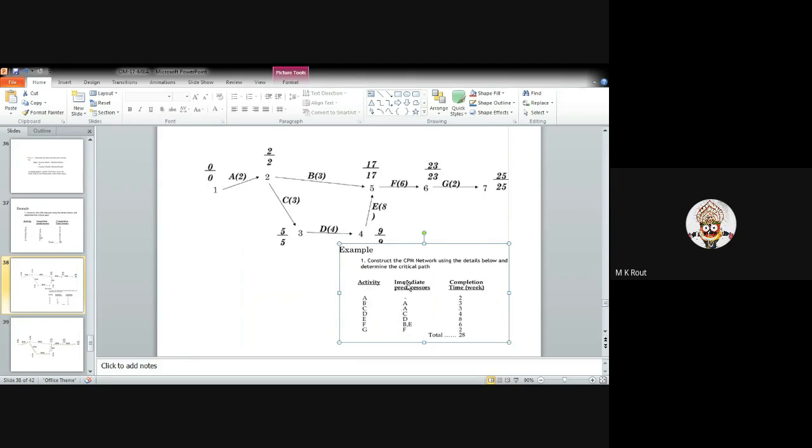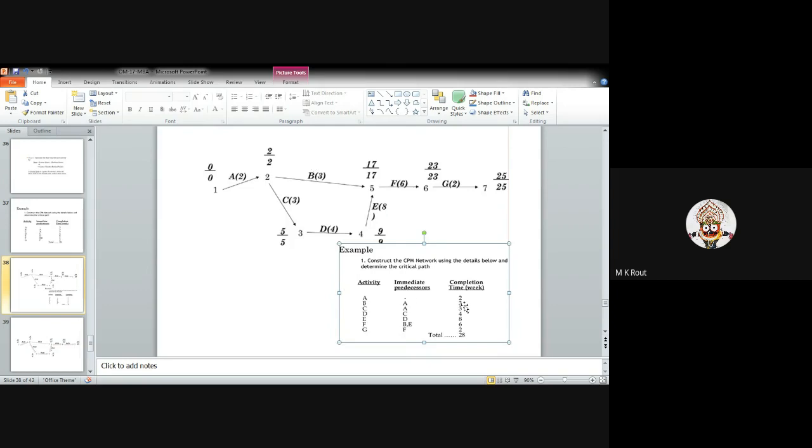In case of A activities, there is no immediate precedence, so I maintain here 0. The next one is for A activities, the completion time is given as 2 weeks. So I write A in bracket 2 weeks. Is it clear? Yes, sir. Then you can see in case of immediate precedence, A is connected to B activities. The same A is connected to C, A to C and A to B. Is it clear? You directly go to the second column, A to B and A to C.